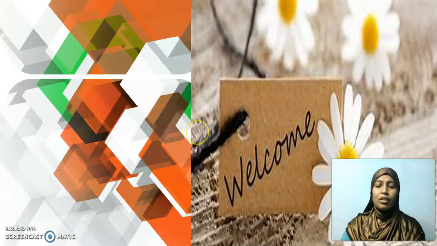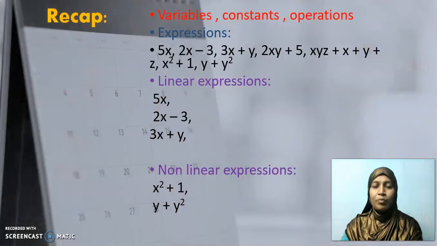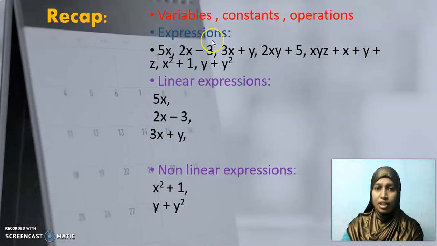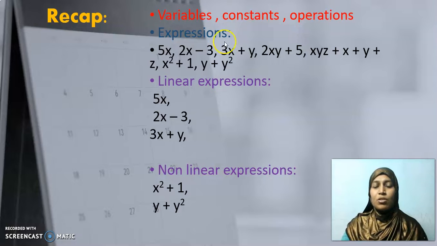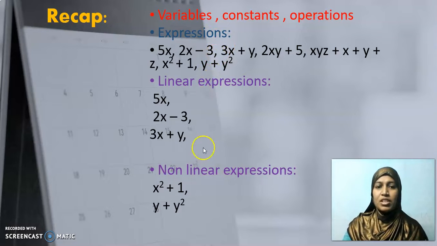Okay children, before getting into today's new problems, let's have a recap. In previous sessions we learned what variables, constants and operations are. All together they make expressions. These expressions are of two types: linear expressions and non-linear expressions. Linear expressions have the variable raised to the power 1, whereas non-linear expressions have a power more than 1. It can be 2 or 3 or 4.